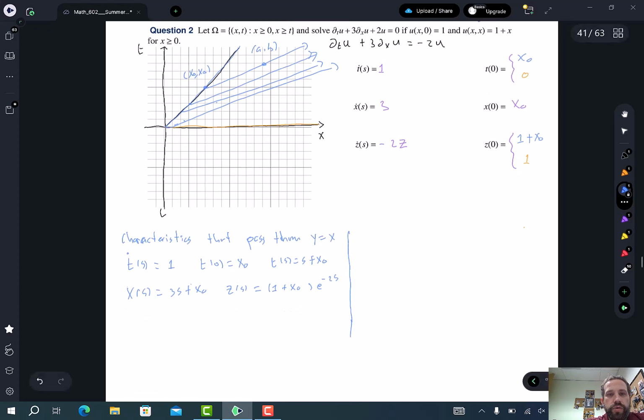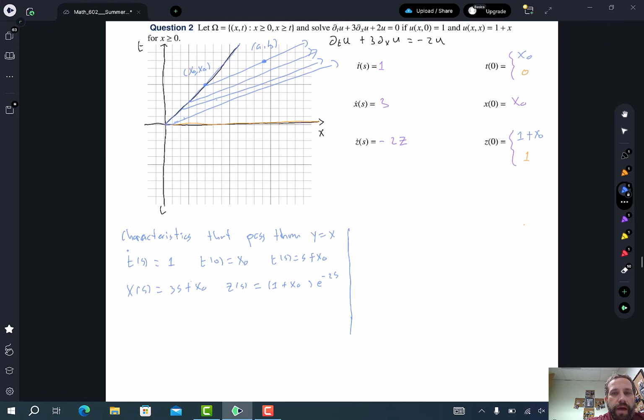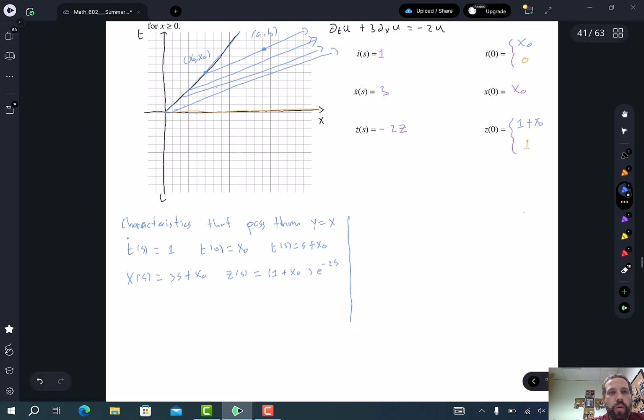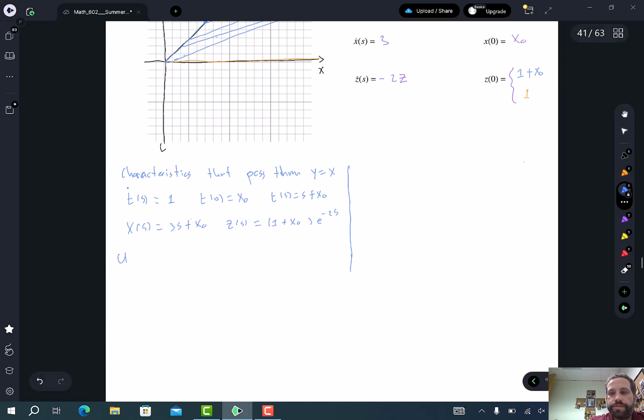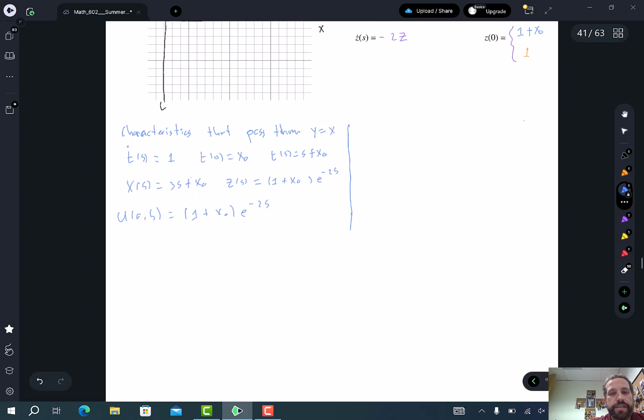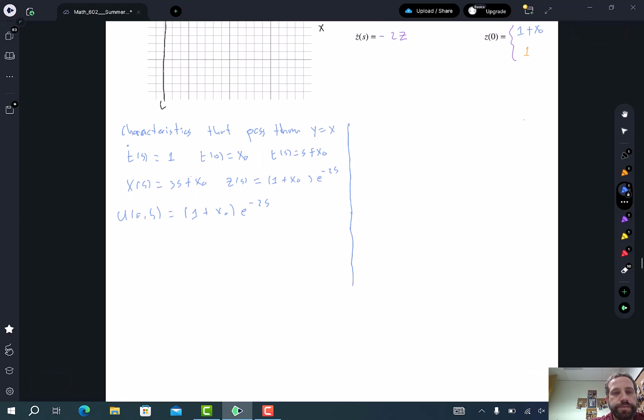Now I want to solve: given a generic point (a, b) that lies on one of these blue characteristics, what is the value of the solution there? I know that u is equal to z on the characteristics. So u of (a, b) is going to be equal to 1 plus x naught times e to the minus 2s. Now I need to solve for s and x naught in terms of a and b. So I'm going to use my equations for that. I have b is equal to s plus x naught.